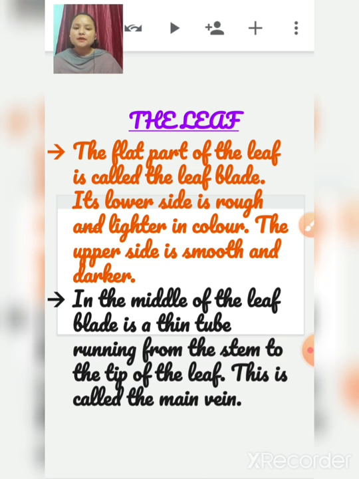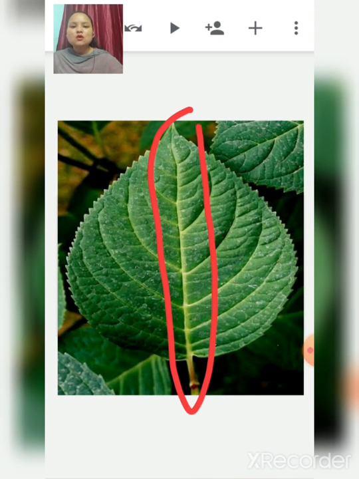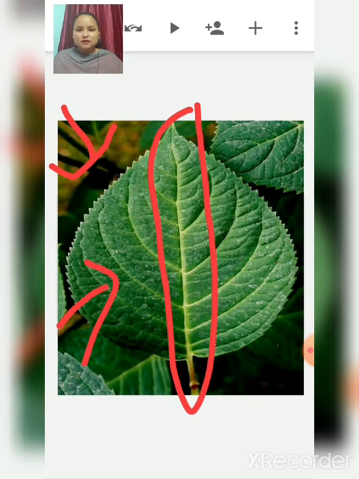Okay, in the middle of the leaf blade is a thin tube running from the stem to the tip of the leaf. This is called the main vein. Here you can see in the picture, this is called the main vein. The upper part of the leaf is darker and smoother, and the lower side is rougher and lighter. Okay, rough and light in color.